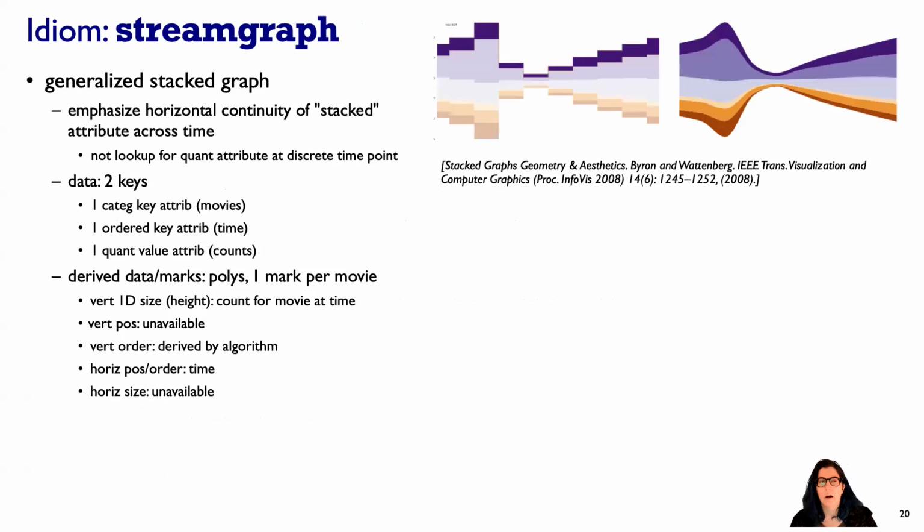Now here's one. This visual encoding is called a stream graph. And what it is, it's sort of a generalization of stacked bars where what you really want to emphasize is the continuity of some stacked attribute over time. Typically, these do have the horizontal axis as time. So rather than being focused on a lookup at a discrete time point, you want to look up a particular attribute. Instead, we're doing something a little different.